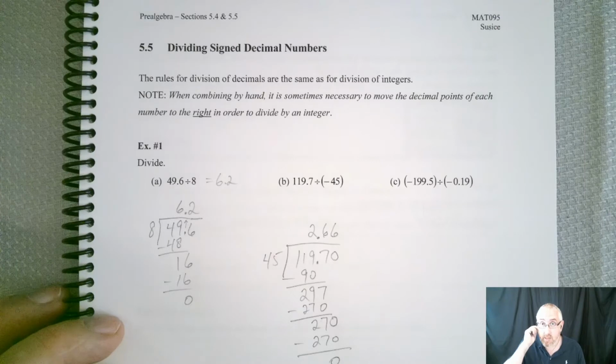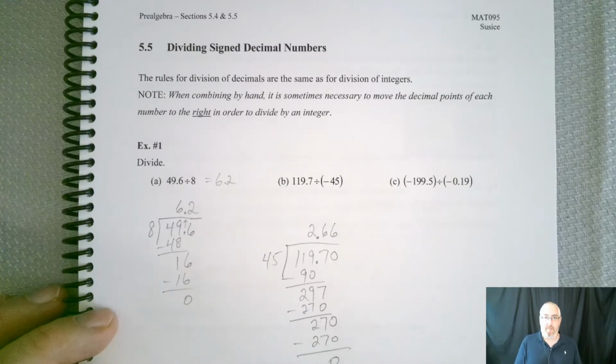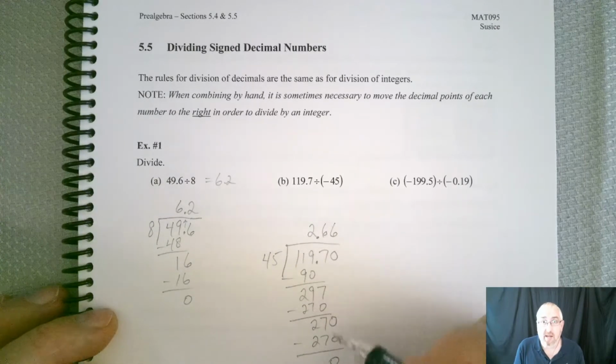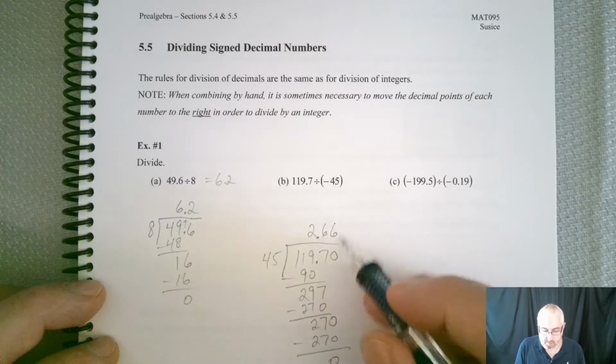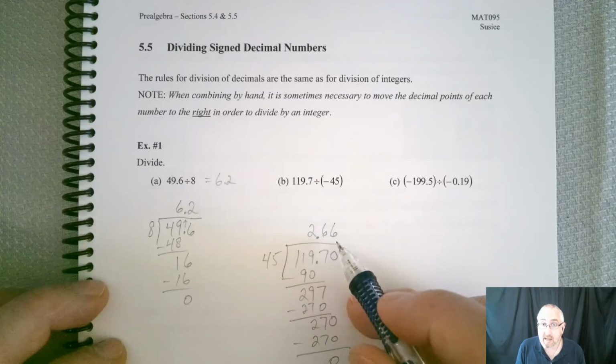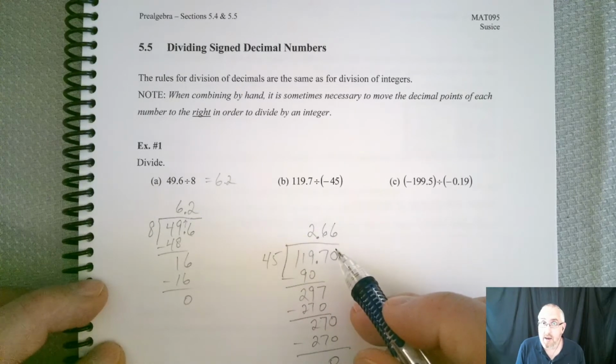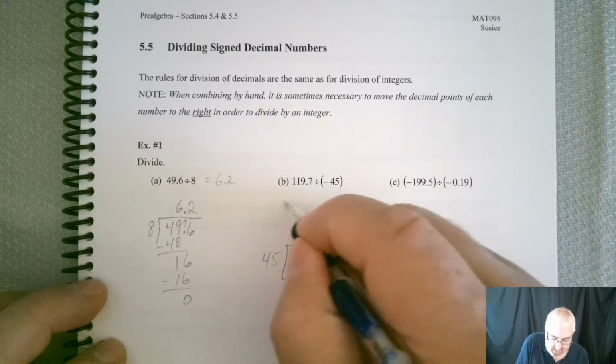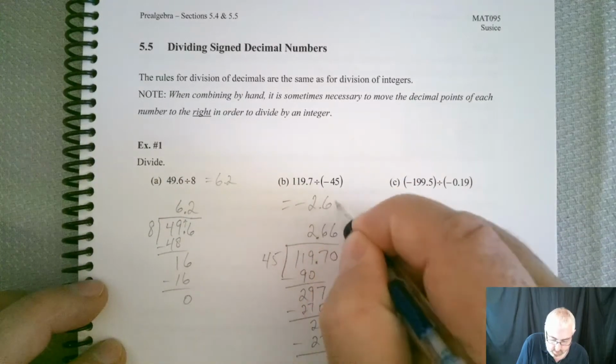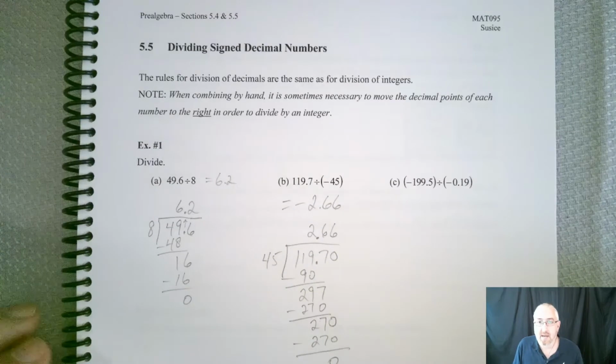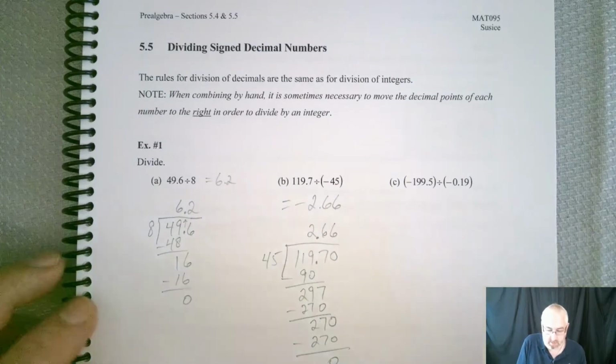Now, that's not always going to happen. We're going to see that in a minute. But in a lot of cases, you will be able to get it to zero out. So we get 2.66, but what do we know about the sign? Yeah, it's going to be negative. So negative 2.66 should be our final answer.